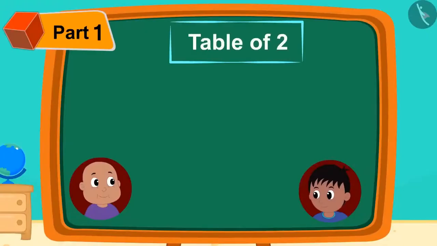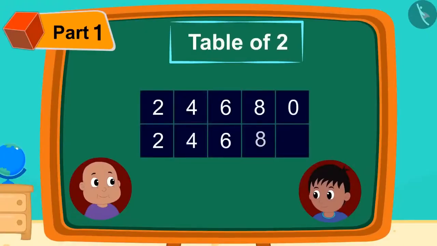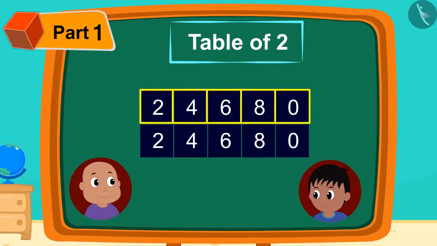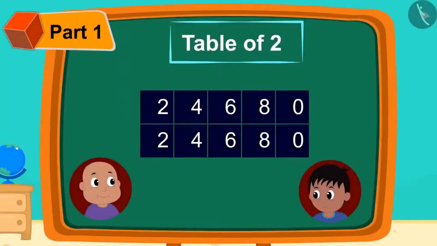Raju is first referring to 2's table. He wrote these patterns in a table. 2, 4, 6, 8, 0 in 2 lines. Now he wrote 0 in this way in front of 2, 4, 6 and 8 in 4 cells of the first line. And finally wrote a 1 like this next to the written 0. Now he wrote 1 in this way next to 2, 4, 6 and 8 out of the second line.